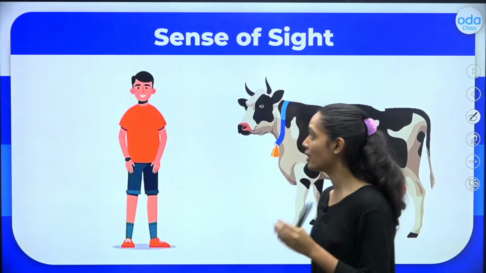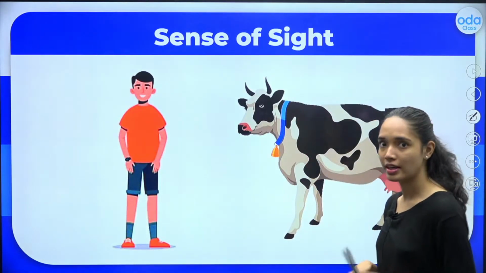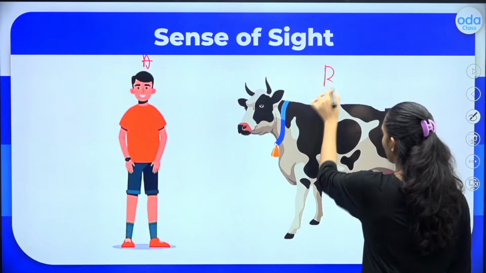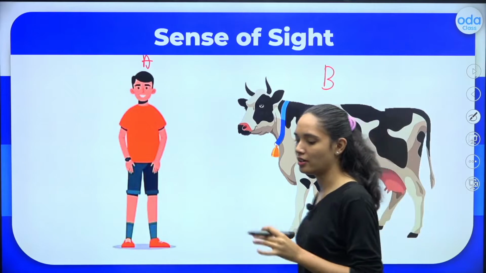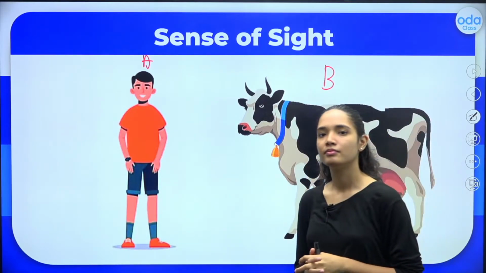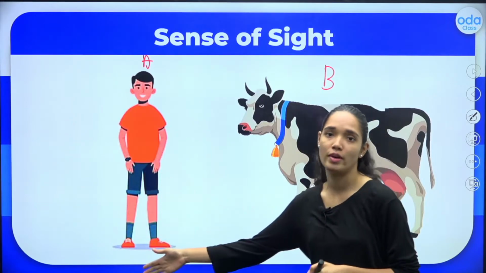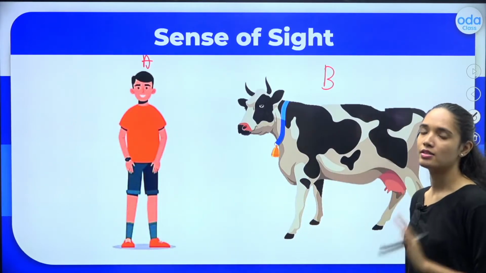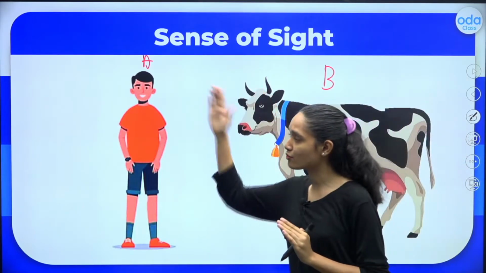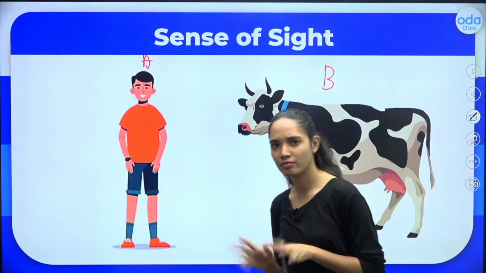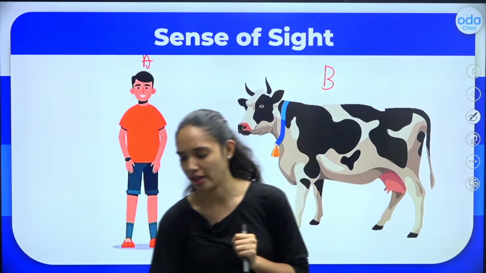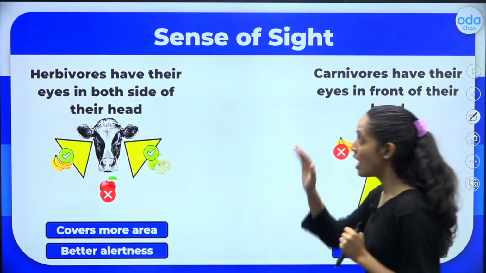So students, can you all see this image on the screen? Let me just name it as A and B. So can you spot any difference between the eyes of image A and the eyes of image B? So yes, obviously this is a human and this is a cow, right? So can you spot any difference when it comes to the eyes of a cow and eyes of a human? No? It looks similar? Are you sure about it? Okay, let me show you, students.